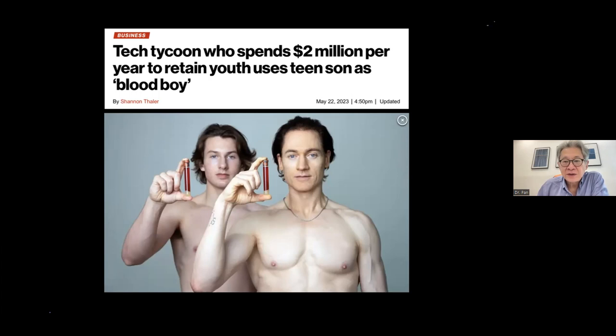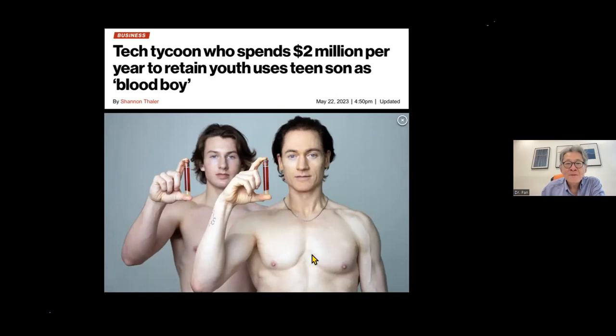Basically what it says is that there is one guy, the guy on the right side, Mr. Johnson, who became rich by selling his online financing company to some big tycoons. So he got 800 million in cash back. Then he began to spend about $2 million every year, he claims, to retain the usefulness of his body. This guy has been very active on social media and reported many times already. But this time he took one step further, okay?